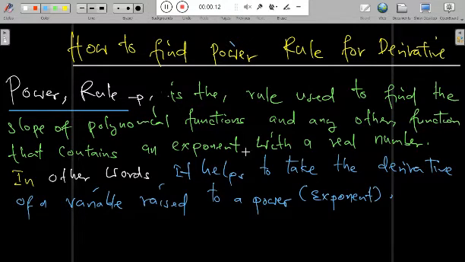So we are going to speak about how we can find the power rule for derivatives. The power rule is the rule used to find the slope of polynomial functions and any other function that contains an exponent with a real number. In other words, it helps to take the derivative of a variable raised to a power or exponent.